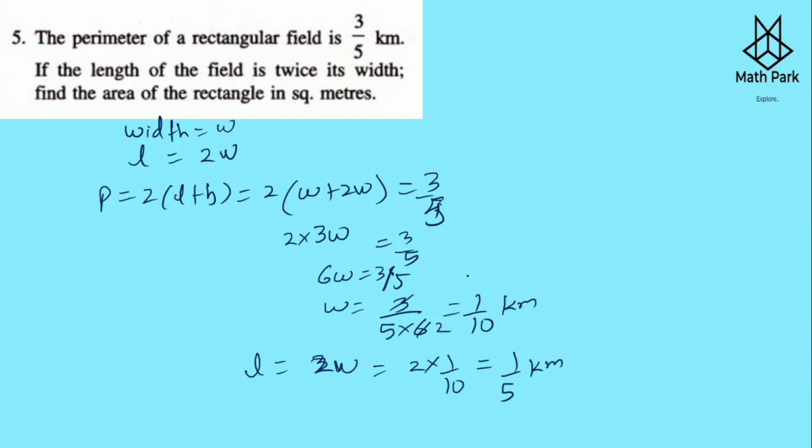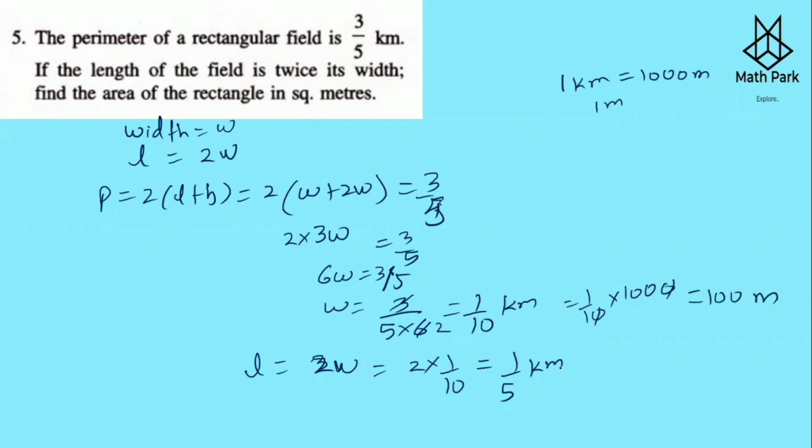Now you are asked to find the area of a rectangle in square meters. So we need to convert this kilometers to meters first. So 1 by 10 kilometer will be how many meters? Converting kilometers to meters, we know that 1 kilometer is equal to 1000 meters. We'll have to multiply by 1000. So this becomes 1 upon 10 times 1000, which is 100 meters.